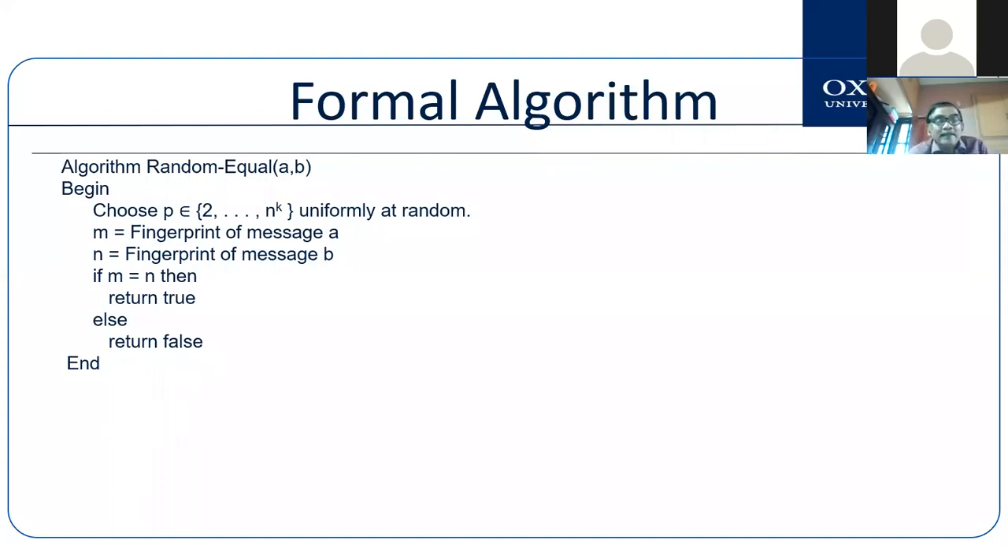I take the message A and find its fingerprint M, and I take message B and find its fingerprint N. So the problem becomes comparing two fingerprints. If the fingerprints are the same, then the strings are the same. If not the same, then it is false. This is what the randomized algorithm is.